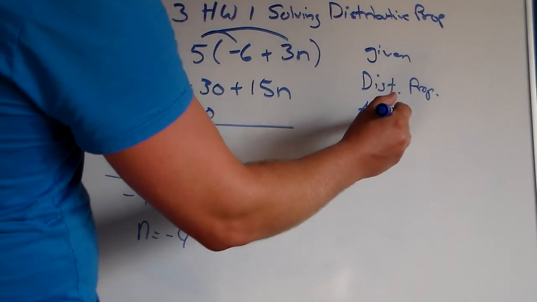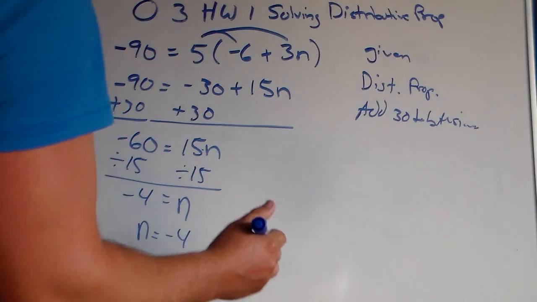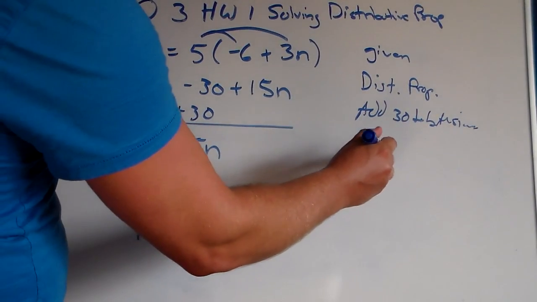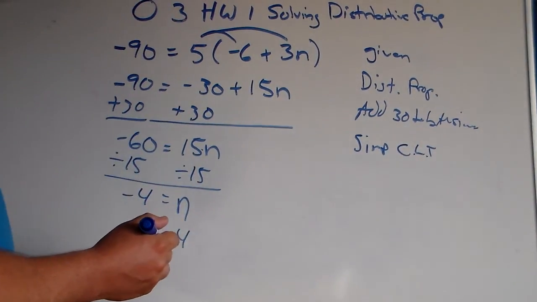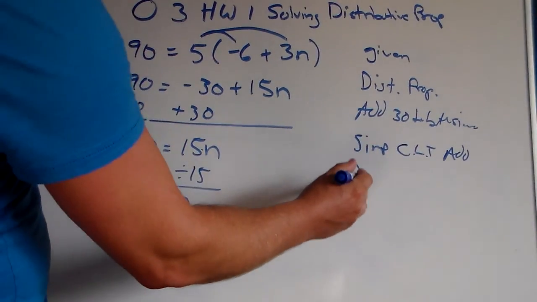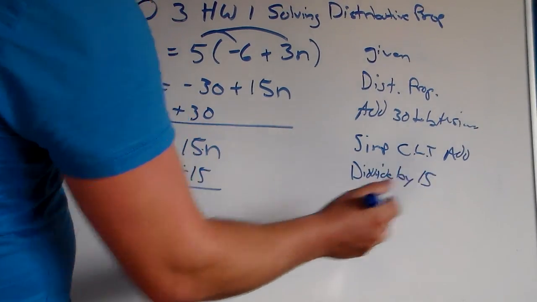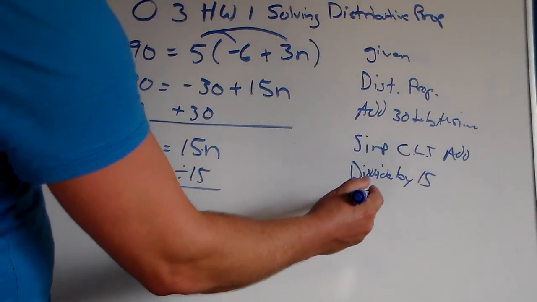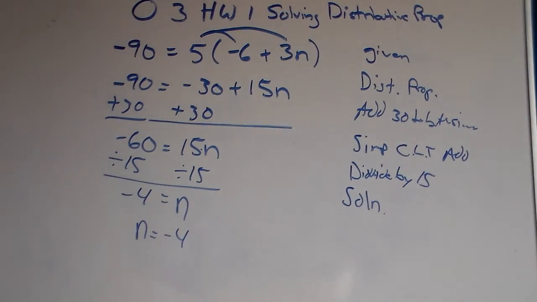This was add 30 to both sides. Then we simplified, aka combine like terms. We divided by 15 to both sides of the equation, and then we have our solution, which is n equals -4, for problem number 8. Next up, we'll do problem number 10.